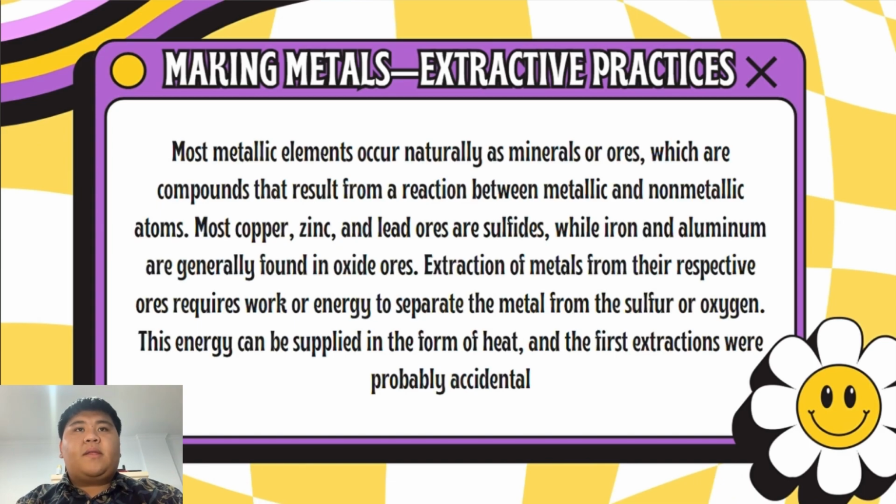The third is making metals, extractive practice. Most metallic elements occur naturally as minerals or ores, which are compounds that result from a reaction between metallic and non-metallic atoms. Most copper, zinc, and lead ores are sulfides, while iron and aluminum are generally found in oxide ores. Extraction of metals from their respective ores requires work or energy to separate the metals from the sulfur or oxygen. The energy can be supplied in the form of heat, and the first extraction was probably accidental.